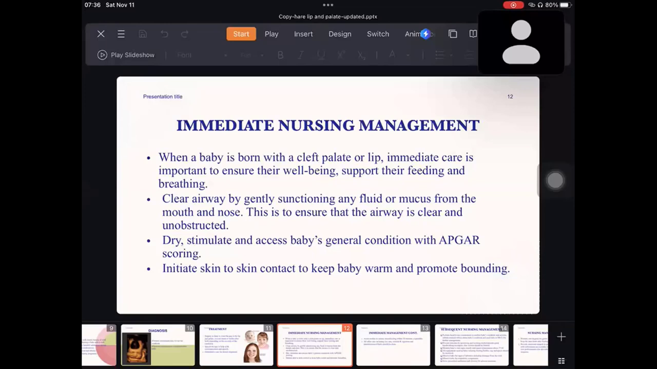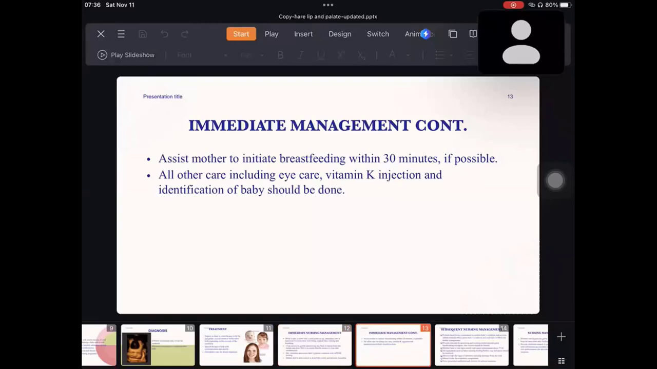Please, next slide. And assist the mother to initiate feeding within 30 minutes if possible. And all other care, including eye care, vitamin K injection, and identification of the baby should be done.